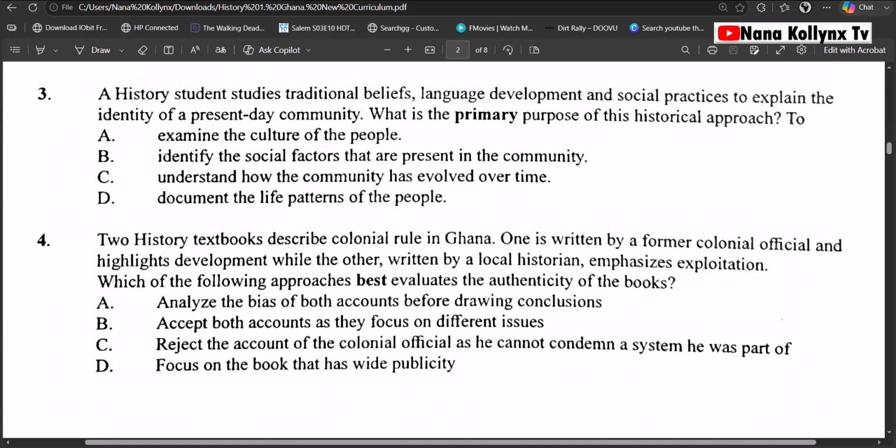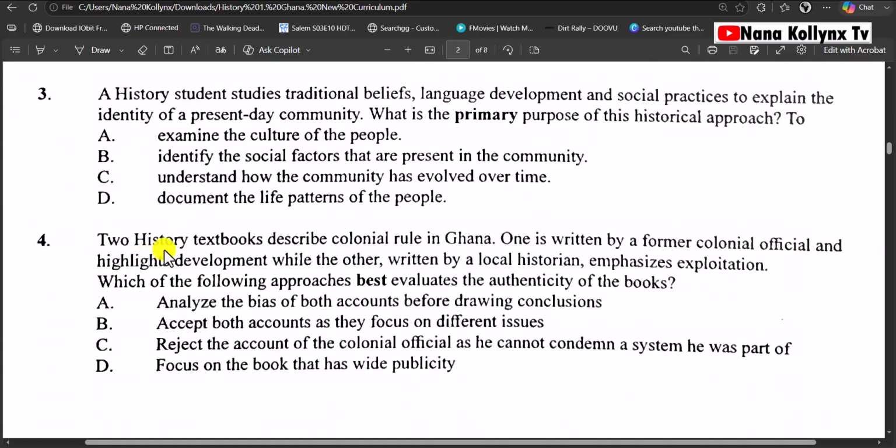So question number 3. A history student studies traditional beliefs, language development, and social practices to explain the identity of a present-day community. What is the primary purpose of this historical approach? You write the answer on a piece of paper.